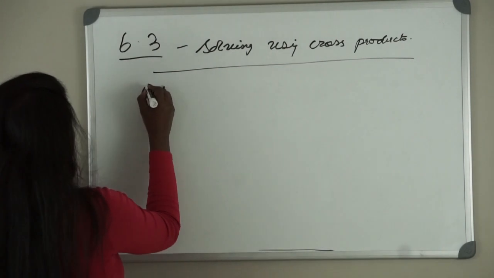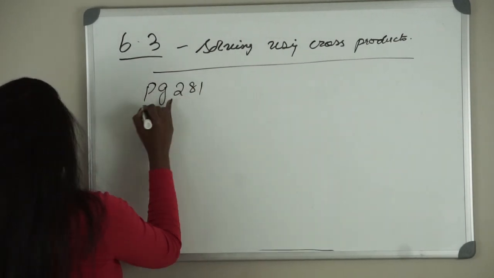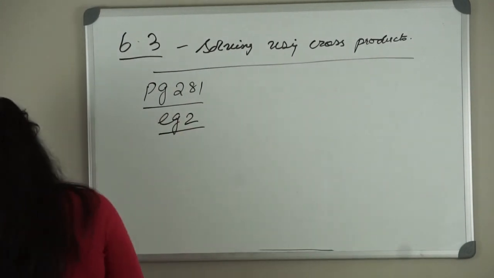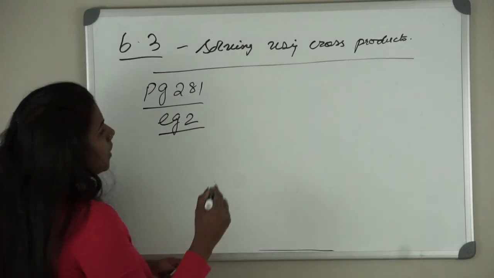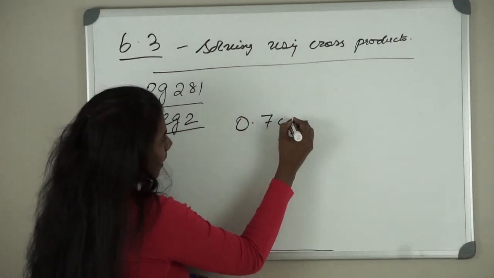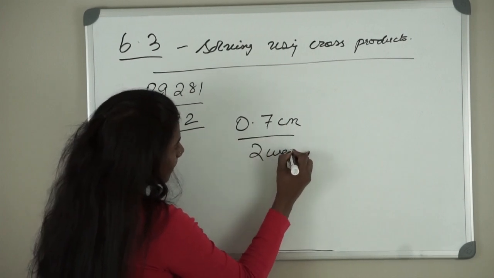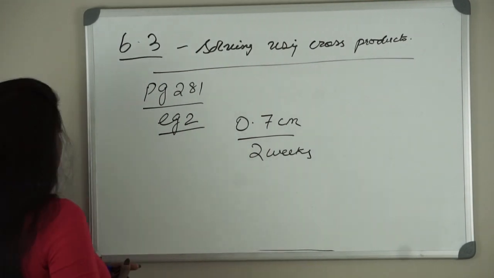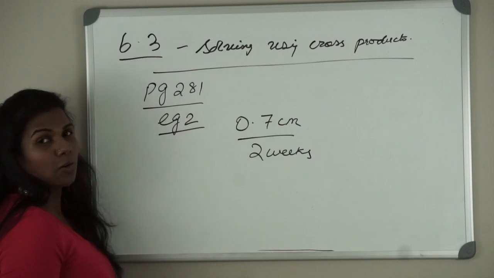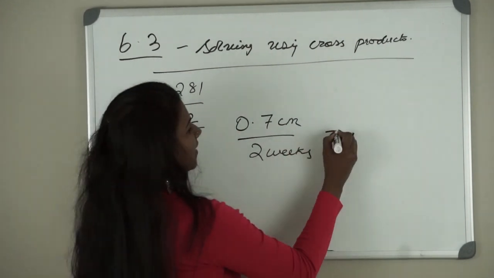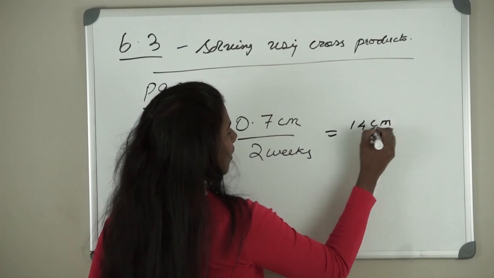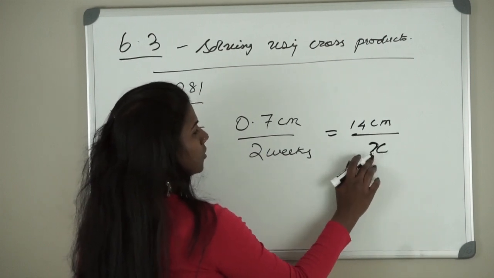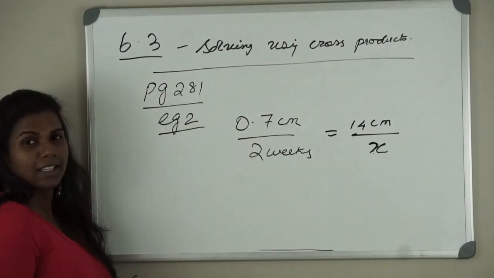Alright, this is from page number 281, example 2. So they are saying the hair grows 0.7 centimeters every 2 weeks. Okay, 0.7 centimeters every 2 weeks. And they're asking you how many weeks would it take to grow 14 centimeters of hair. So how many weeks is our question mark, or our x. How many weeks would it take for you to grow 14 centimeters of hair?